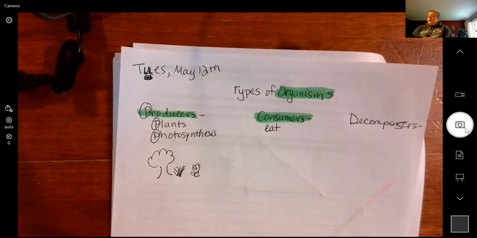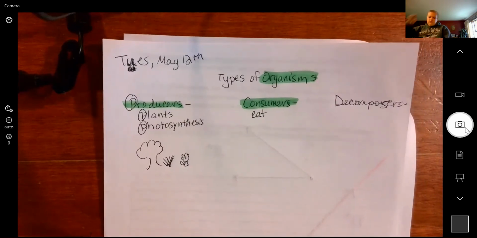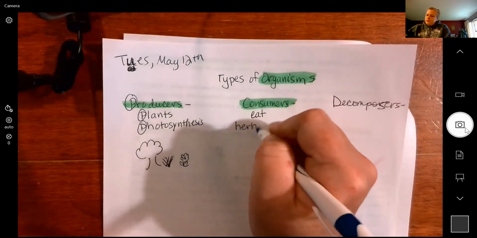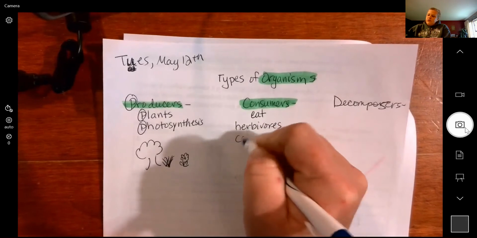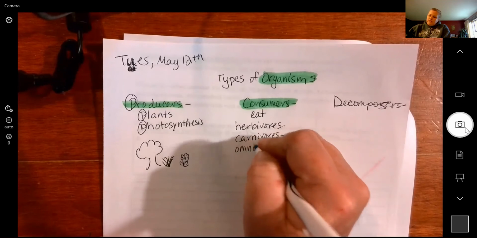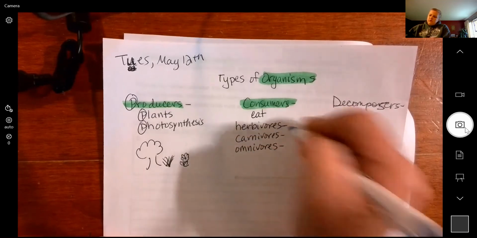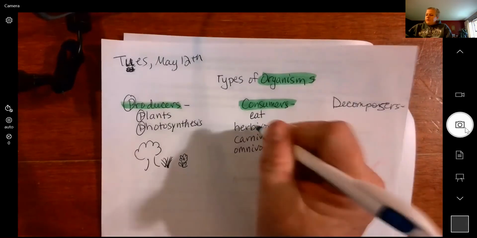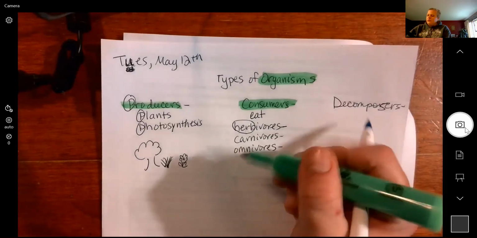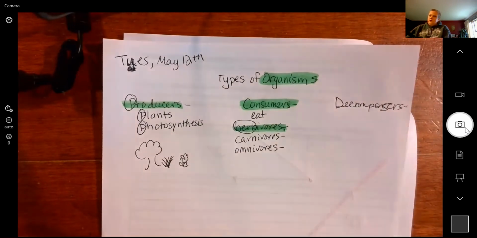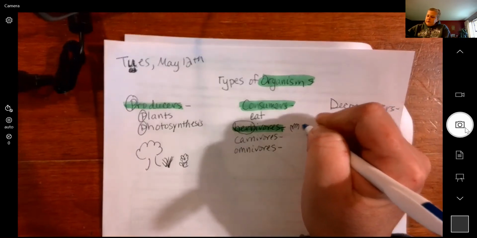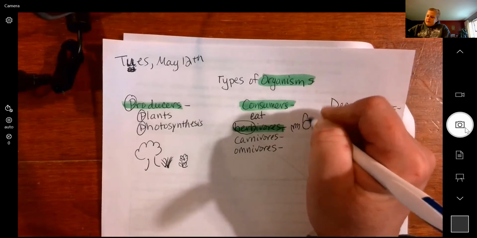We have lots of different types of consumers. And I know some of these terms are going to be familiar to you, but some are not. So we have herbivores, carnivores, and omnivores. Herbivores only eat herbs, and the herb is just a fancy word for a plant. I'm going to draw a little plant there and draw a, how about a bunny?